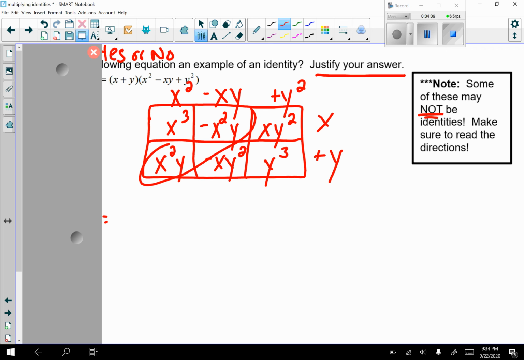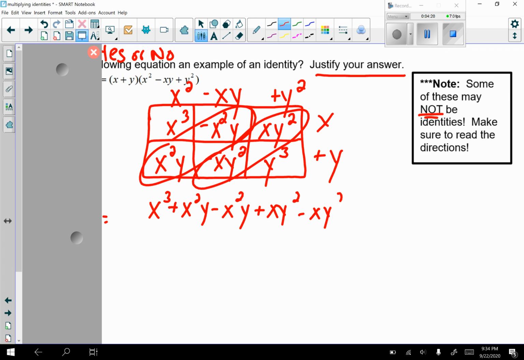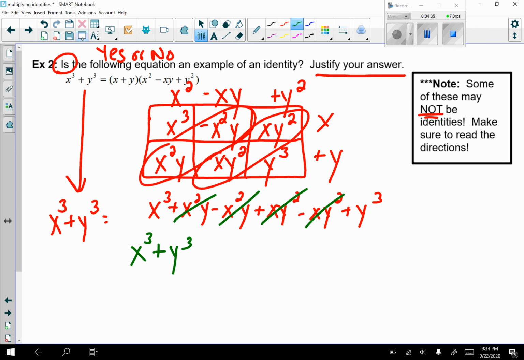Combining my like terms, which end up on my diagonals, or if you want to list everything out so you can see it better, you can list everything out. That's fine too. You should see either way that this is going to cancel with that, as well as those, because they are additive inverses. I'm left with x^3 + y^3. So these are equal. And remember, I had to answer yes or no, so my final answer should say yes. It is an identity.